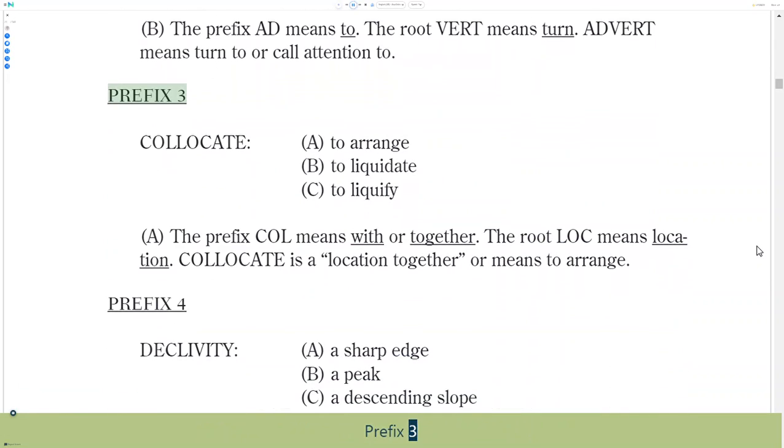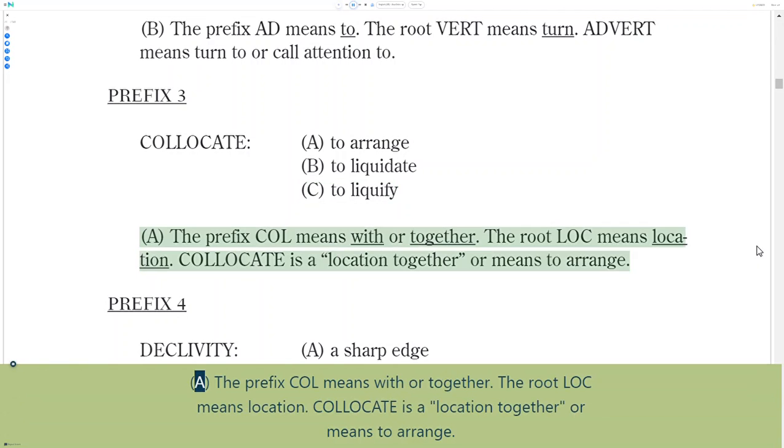Prefix 3. Collocate. A. To arrange. B. To liquidate. C. To liquefy. A. The prefix col means with or together. The root loc means location. Collocate is a location together or means to arrange.